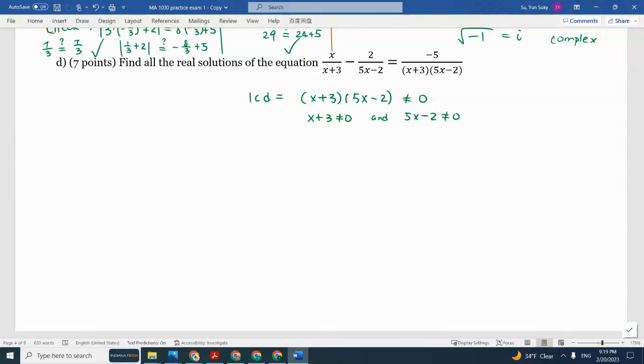Subtract 3 on both sides: x not equal to negative 3. Add 2 on both sides: 5x not equal to 2, so x not equal to 2/5. So that is the domain.